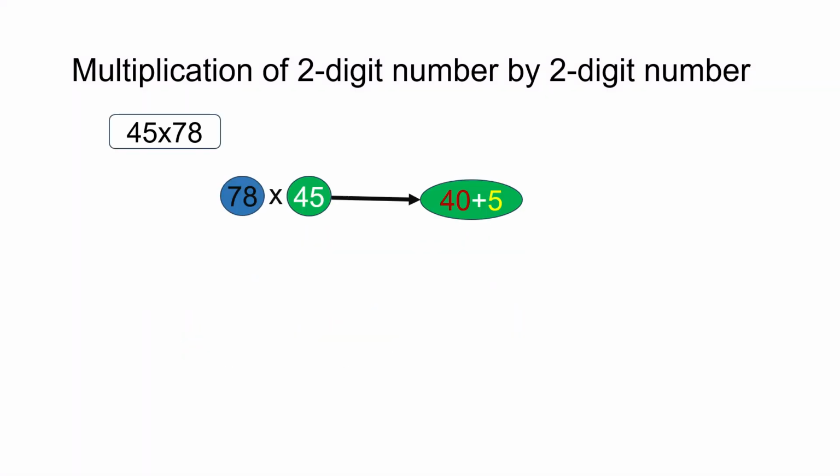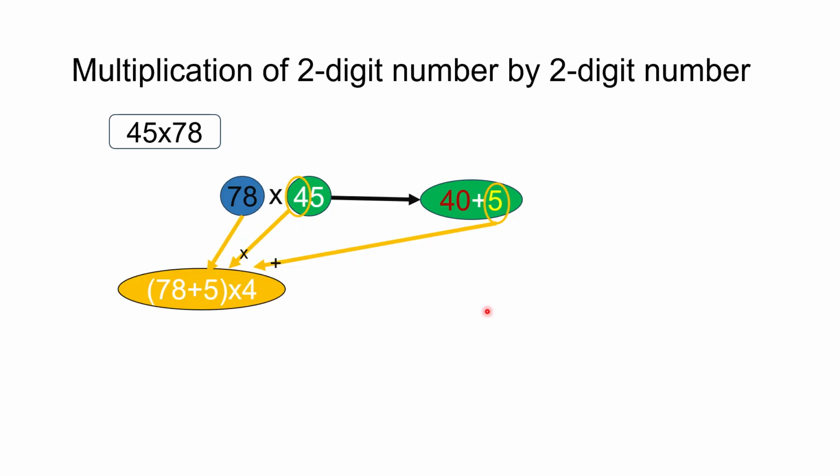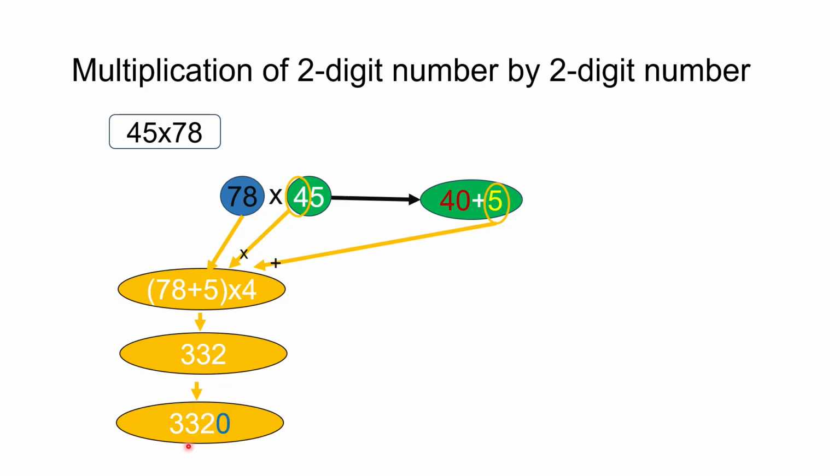Now let us consider some more examples. Let us consider 45 multiplied by 78. The first step is to order the numbers in descending order. So we write 78 first and 45 as the second number. Then we expand the smaller number 45 into 40 plus 5. For the first part of the product, we add this 5 to 78. Then the resulting number is multiplied by 4. This results in 332, and we add 0 at the end to get 3320.